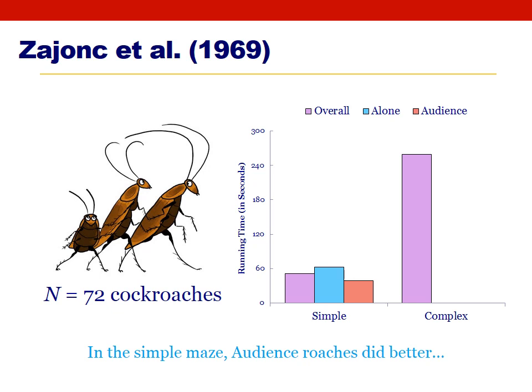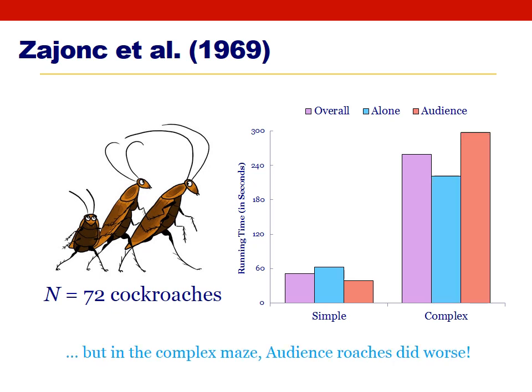For the complex maze, we would expect the opposite pattern. Having an audience should hurt performance because it's a difficult task. So we would expect roaches to take longer to get out of the complex maze if they had an audience. And that's exactly what the researchers found. When roaches ran the complex maze, they got out about a minute faster on average if they didn't have an audience than if they did have an audience.